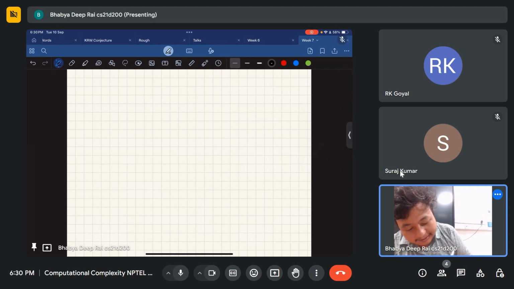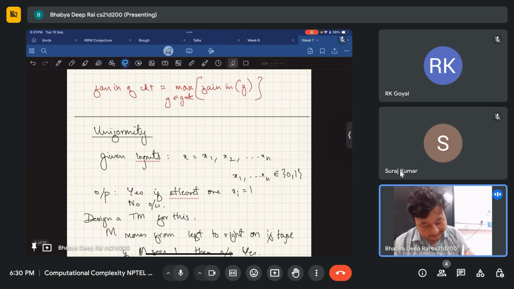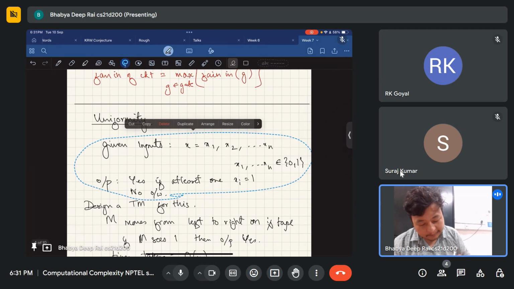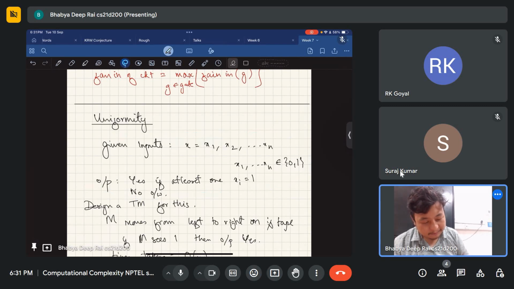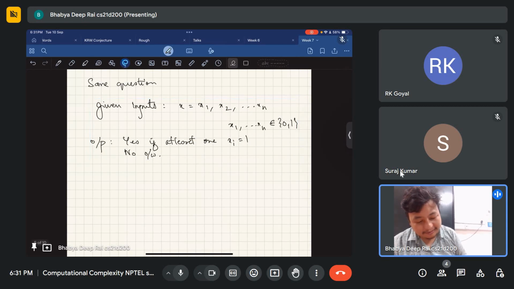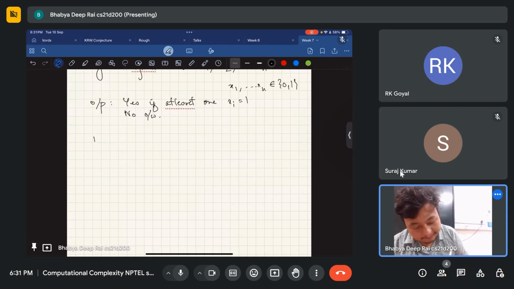Same question. That is this. Now I say design a Boolean circuit to compute this.